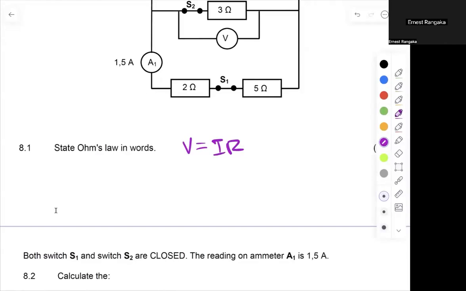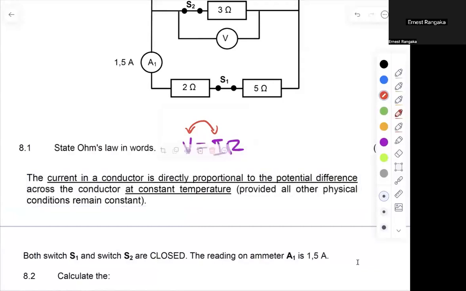If you can make reference to the proportionality of V and I in whichever way, then you will basically get those particular marks there. So let me just quickly put in the definition so we can save time, so I don't have to write out the entire thing. I'm going to just paste it in there. Okay, so there's our definition there. The current in a conductor is directly proportional to the potential difference across the conductor at a constant temperature, provided all other physical conditions remain the same, essentially. That constant part is what we need to deal with.